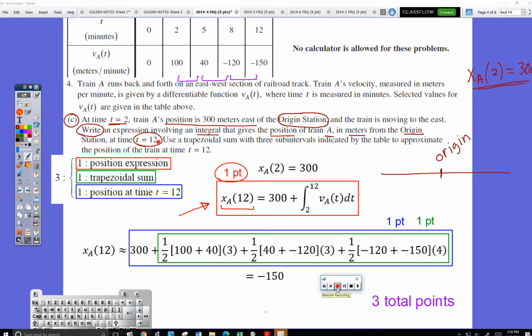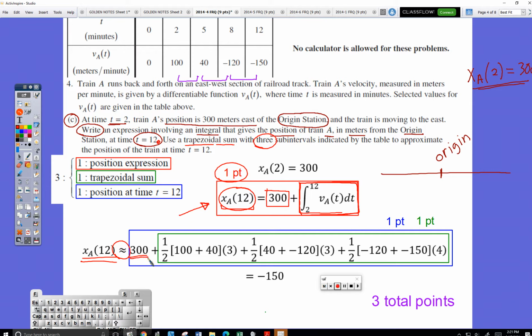Keep reading. Use a trapezoidal sum. That's a Riemann sum. 3 subintervals indicated by the table to approximate this. Okay, be careful here. Sometimes people forget the 300. 300 is not a part of the Riemann sum. It is a part of finding the position of the train at time 12. The Riemann sum is going to approximate the integral. So I write down the position at time 12 is approximately, there's my 300.